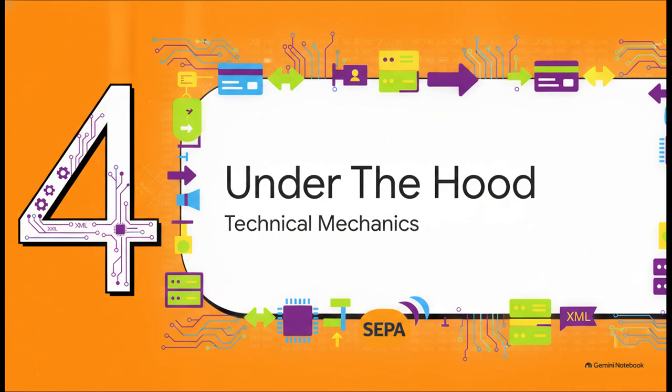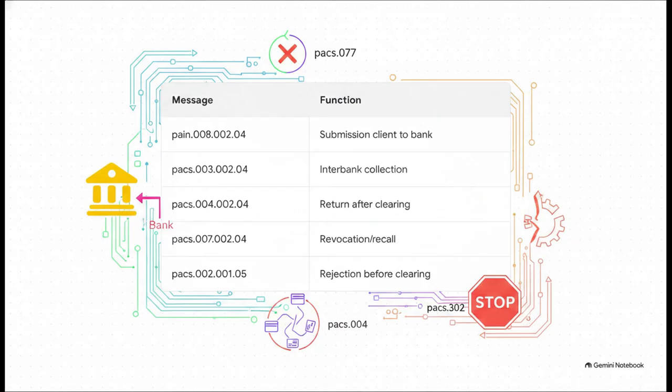Moving to Section 4, under the technical hood. We know it uses SEPA messages, but how does that actually work in practice? Well, SCC acts as an extension of the SEPA Direct Debit format, utilizing ISO 2222 messaging standards. Now for the developers tuning in, this is where it gets highly technical and, honestly, incredibly interesting. SCC relies on specific, customized versions of SEPA Direct Debit XML formats.